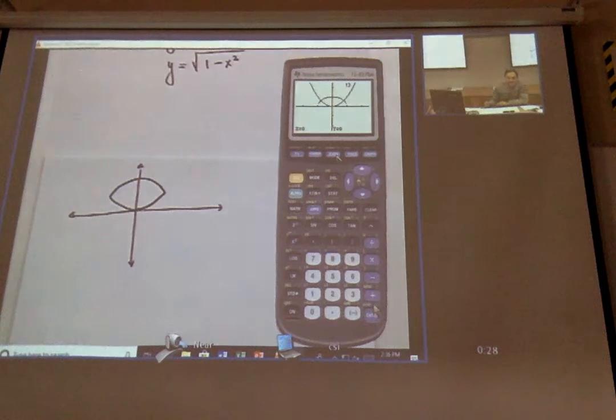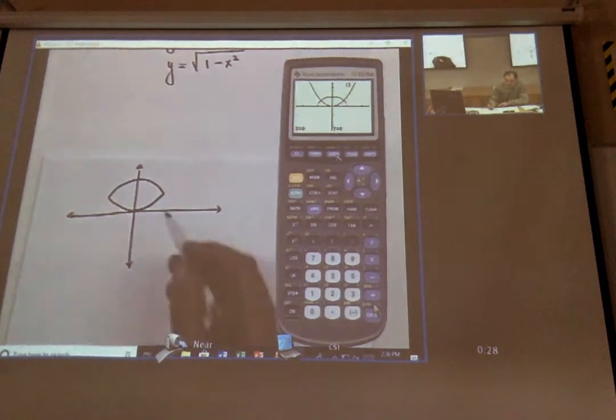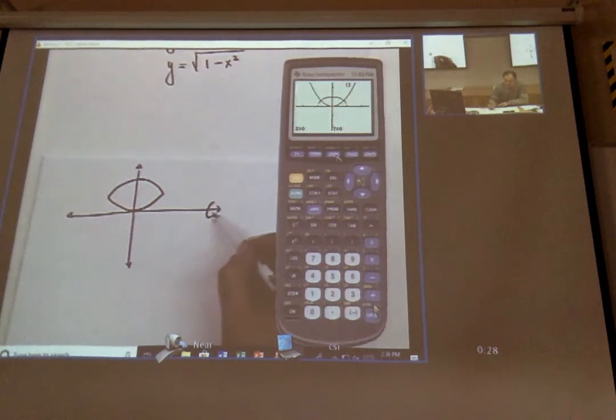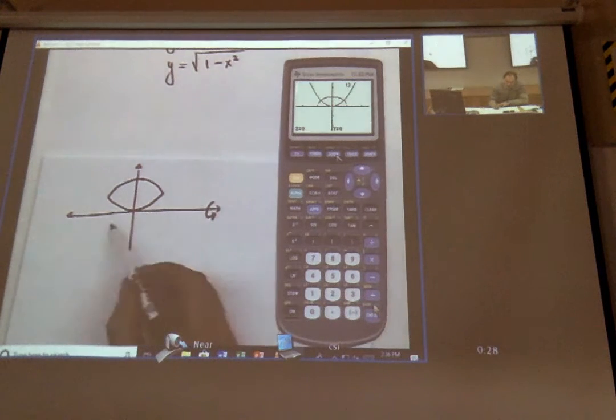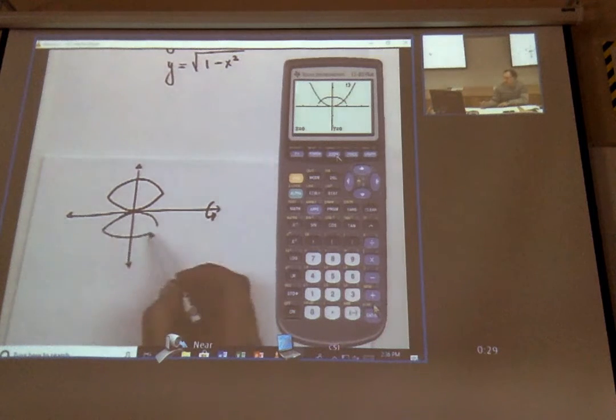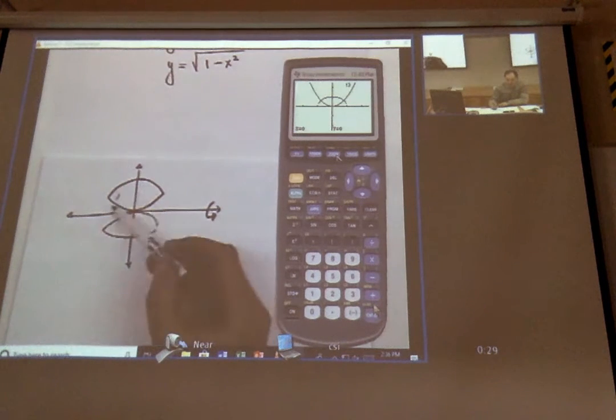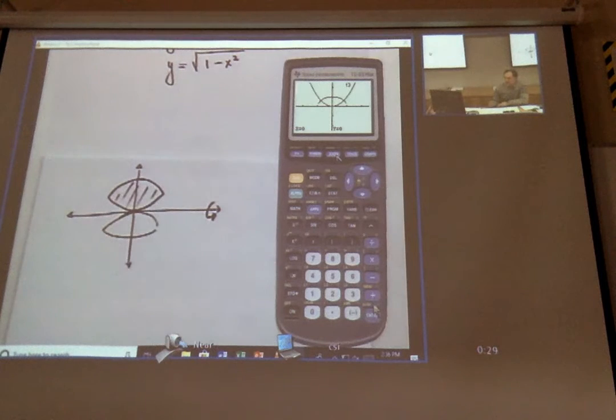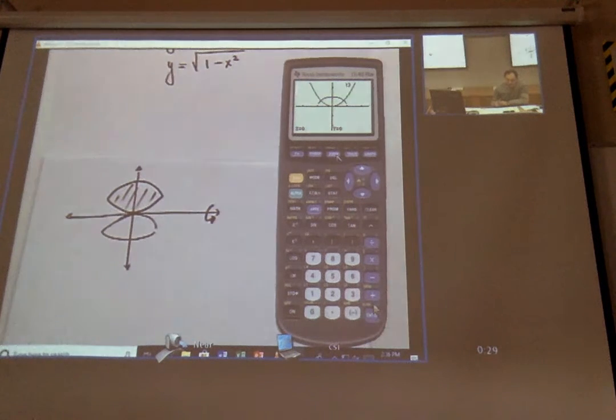All right, so from here, remember we're going to rotate this about the x-axis. So here's the axis of rotation. So you get something like this right here, sitting on the bottom. But remember, this is our main piece that we have to deal with.